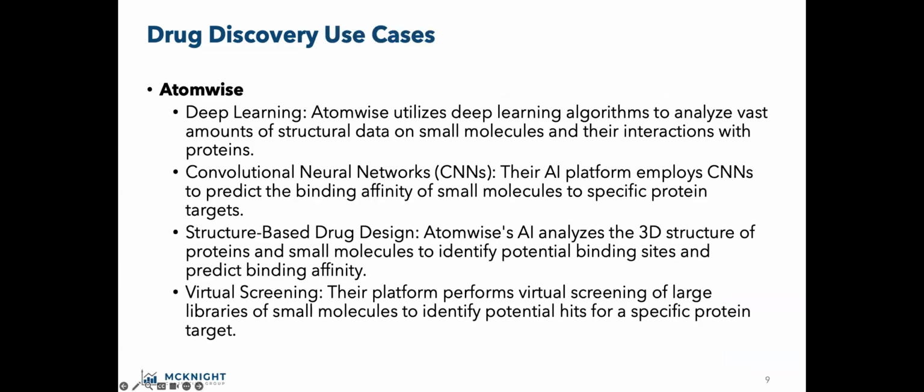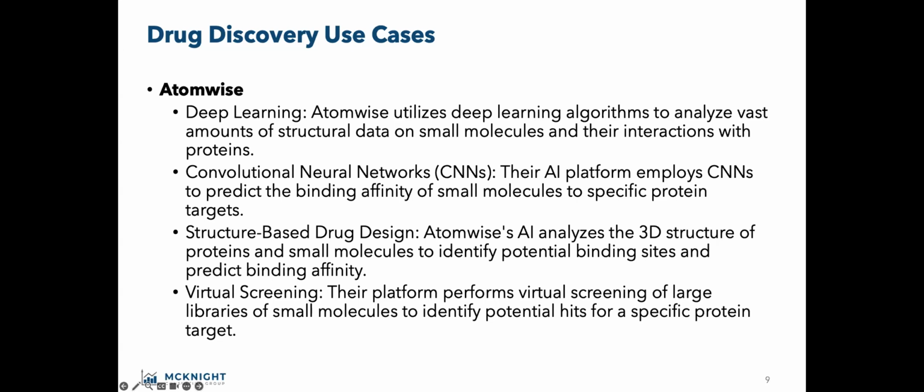Here's an example. Atomwise, they're out of San Francisco. This is an example of agentic AI. And I will call out something special about all of these. They are using convolutional neural networks, which are a type of deep learning model designed to process data with grid-like topology, like images. It's pretty effective for image classification. And they're doing a lot of that in drug discovery.